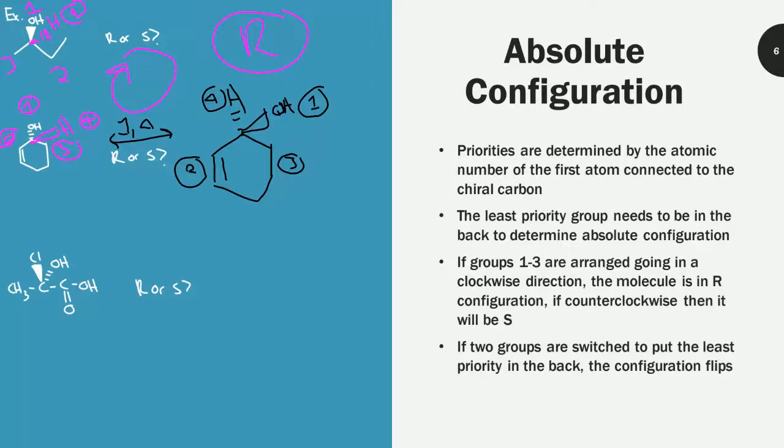Okay, so now that 4 is in the back, now I can tell which way it is. From 1, 2, 3 is going counterclockwise. So this molecule here is an S configuration, but because I switched 2 groups, I flipped the configuration from the original. So I have to flip it back. The original will be an R. Okay, does that make sense? So from here to here, yes.